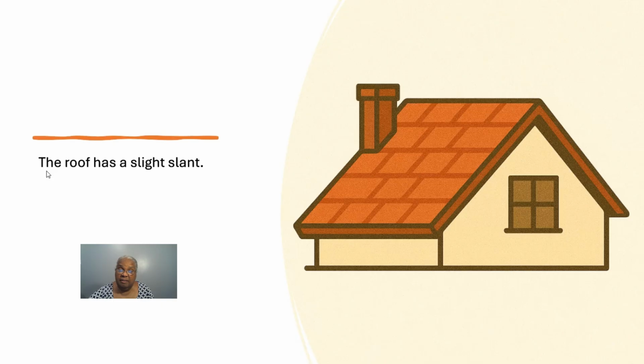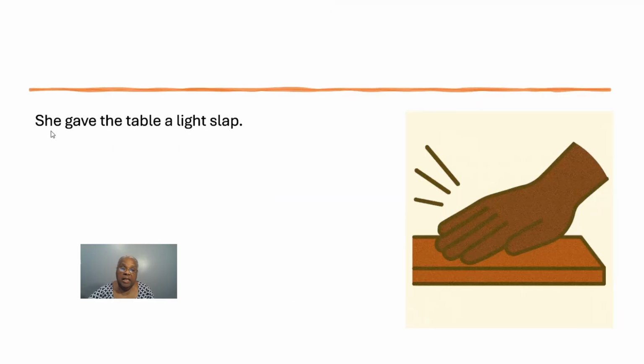Ready? Let us begin. The roof has a slight slant. Now, listen to what slant means. It means to lean or tilt to one side. The roof isn't flat, it has a small slant. Let's read the sentence together.